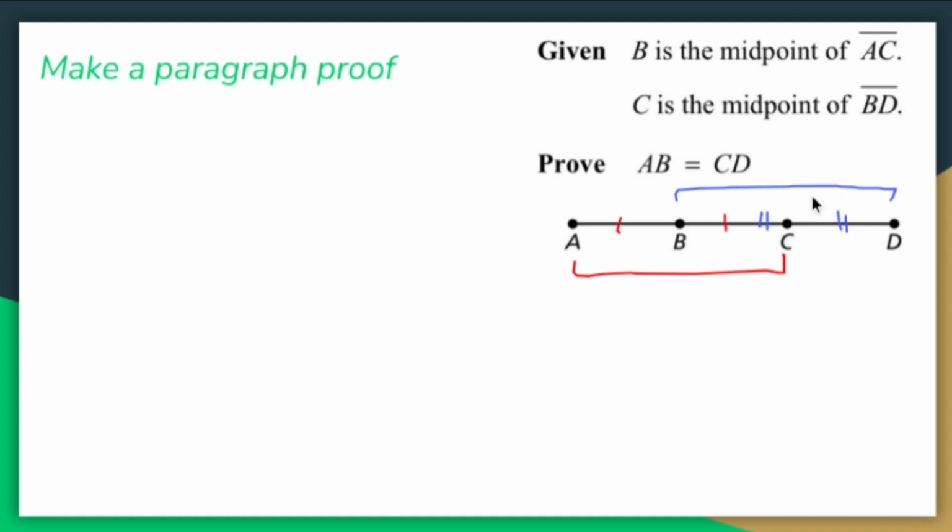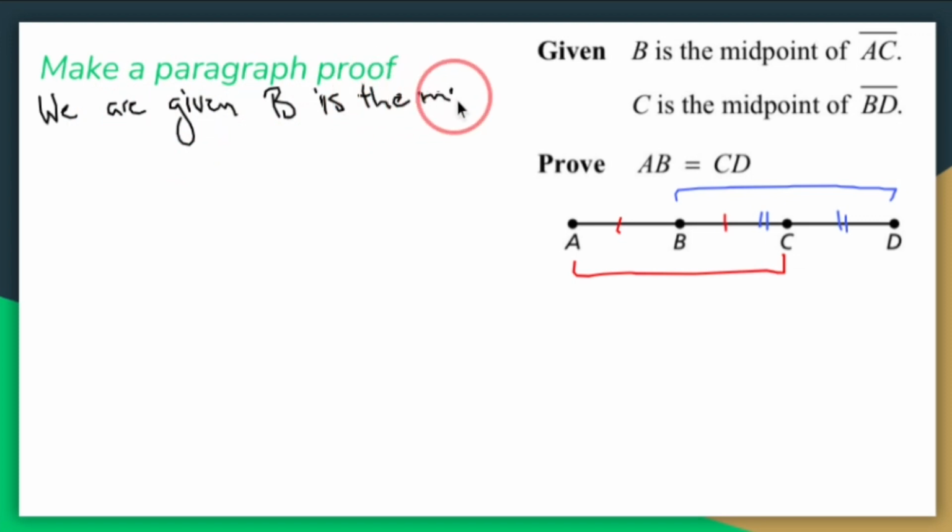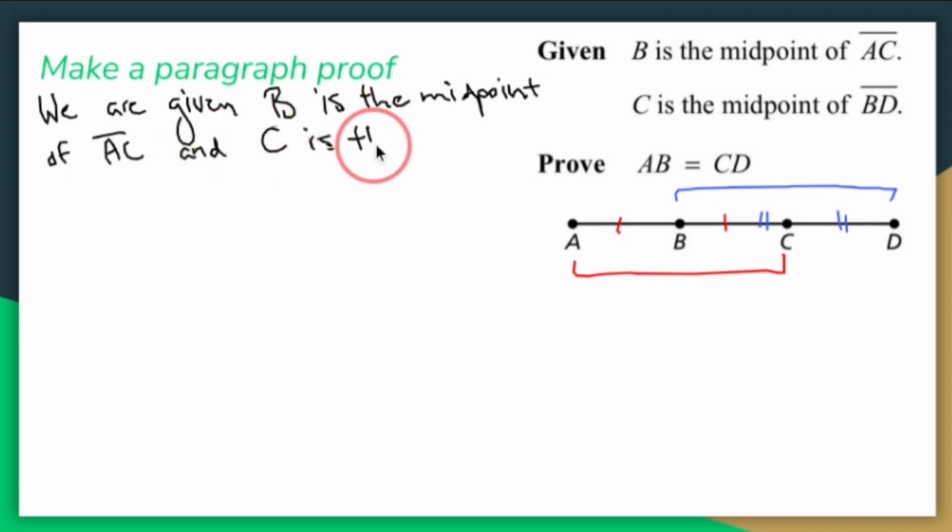So probably a lot of segment addition postulate stuff. Probably a lot of this guy's congruent to that guy, this guy's congruent to that guy's stuff. And we have to put it in a paragraph using sentences. So your first statement, your first sentence, your first step is always the given. We are given B is the midpoint of AC, and C is the midpoint of BD.